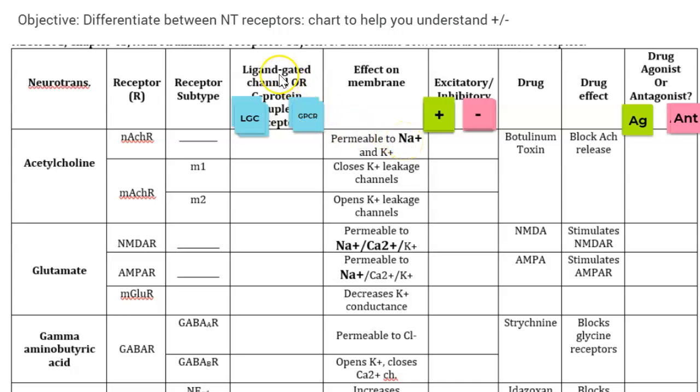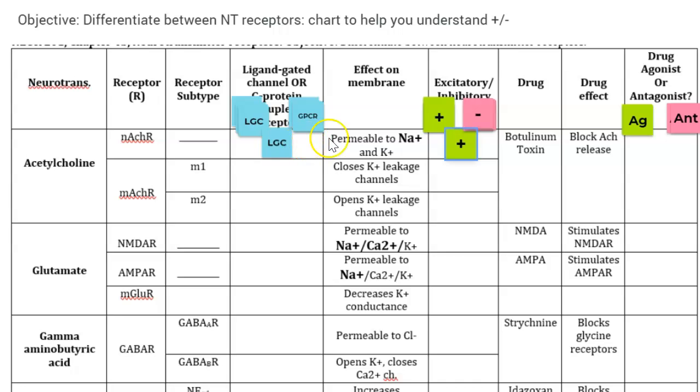So for your channel type, or your receptor type, if it's permeable, it has to be a ligand-gated channel. That might make this a little bit easier. If it is permeable to sodium, remember that sodium is more concentrated outside of the cell. So when the channel is open, sodium is going to come into the cell. That's a positive moving into the cell, which would be excitatory.